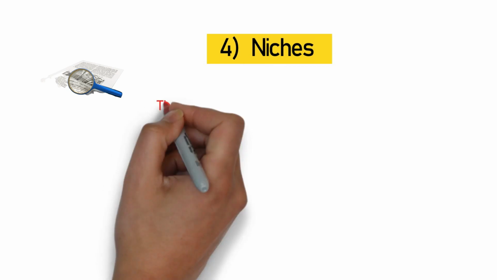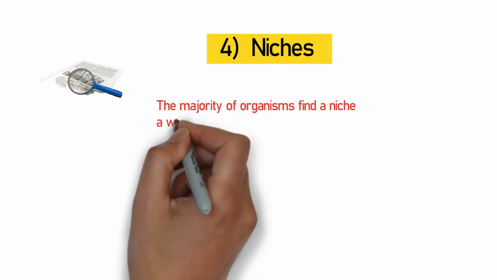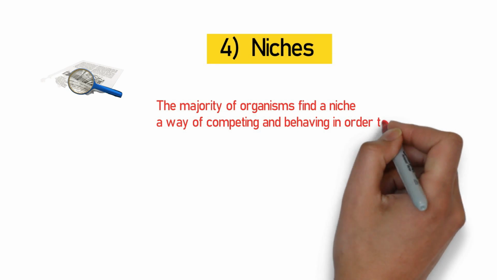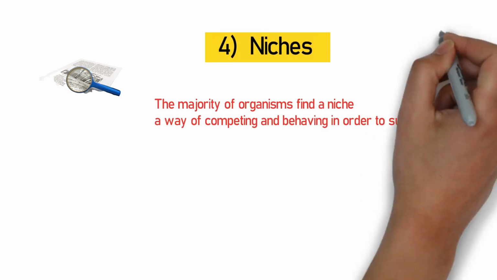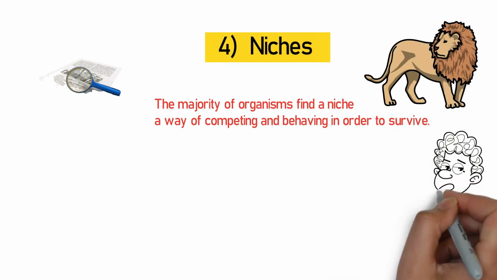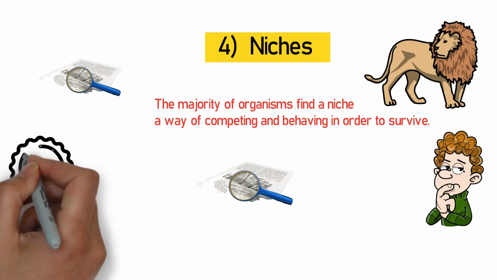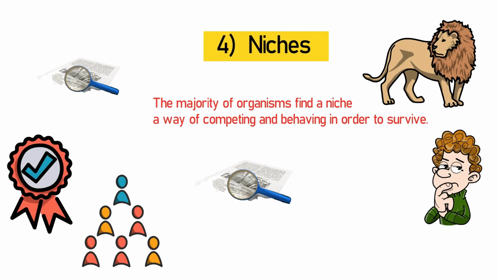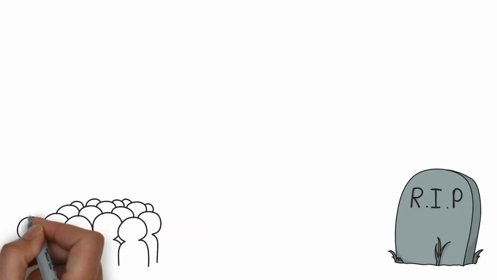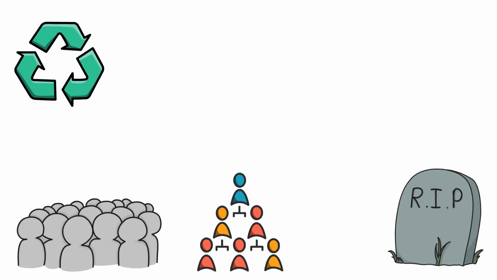Number 4. Niches. The majority of organisms find a niche, a way of competing and behaving in order to survive. A species will usually choose a niche to which it is best suited. When multiple species compete for the same niche, it can lead to extinction because there can only be so many species doing the same thing before limited resources run out.